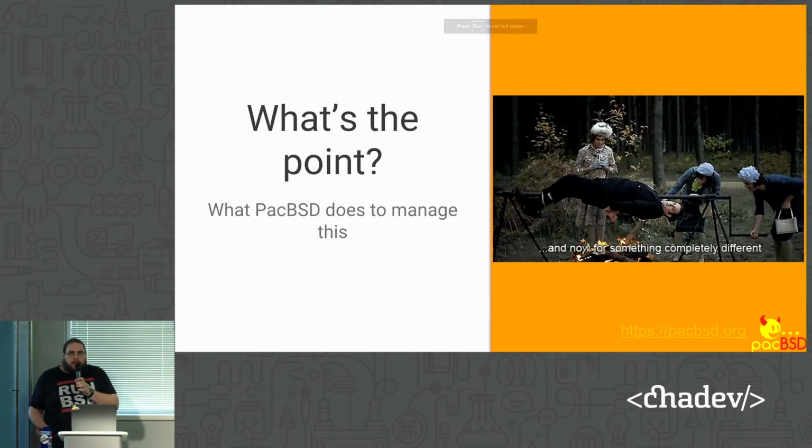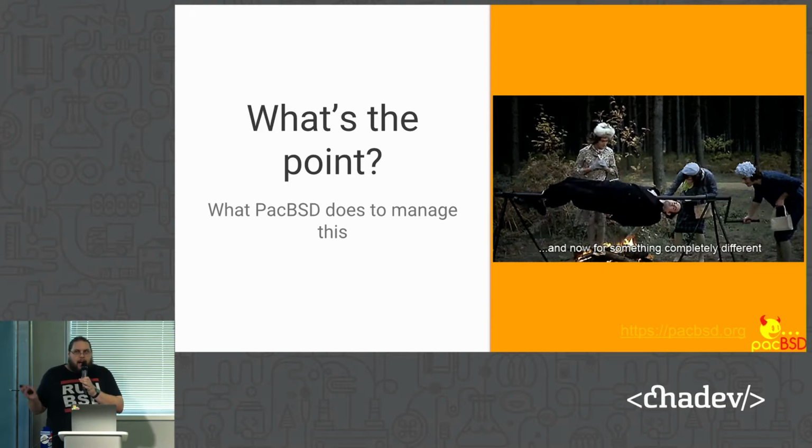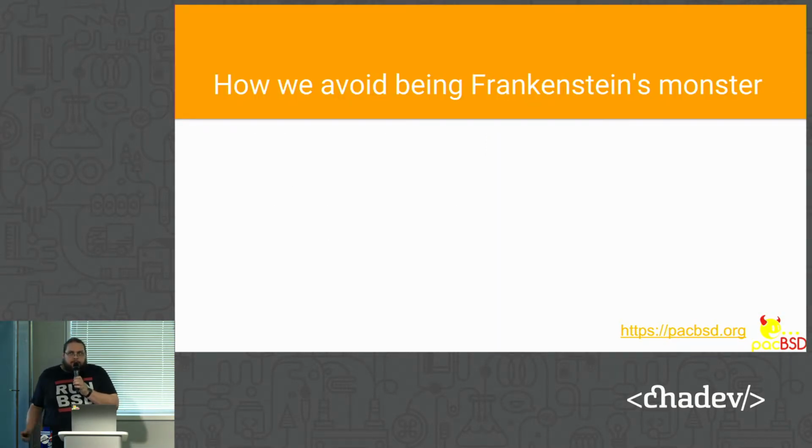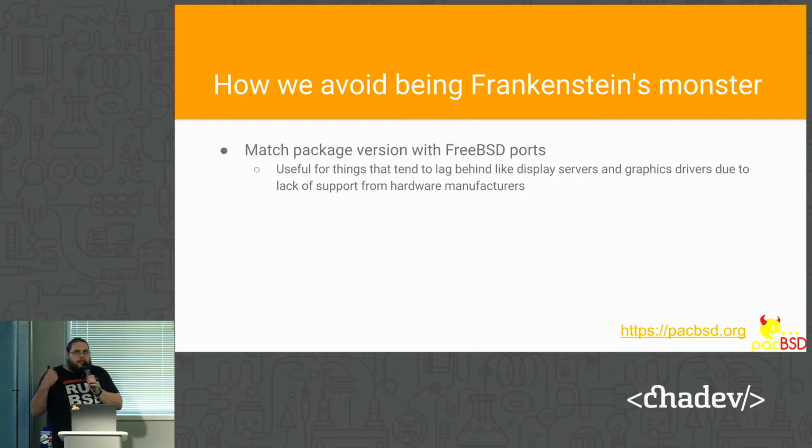So these are the things that we do to manage this and actually create the hybrid approach. We match the FreeBSD ports versions for programs. For the most part, this matches with what Arch Linux ships, so it usually doesn't matter. But some things do lag behind, usually the display server and graphics drivers, due to lack of support from hardware manufacturers.